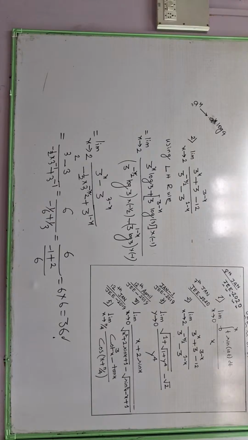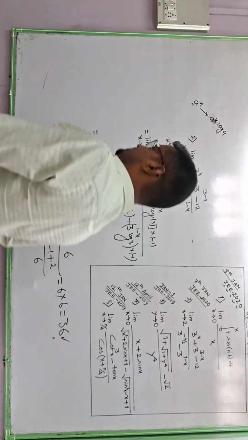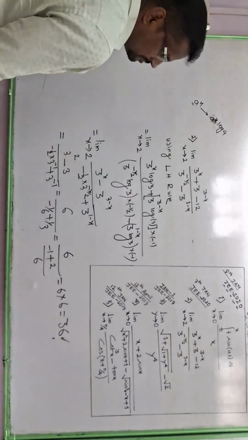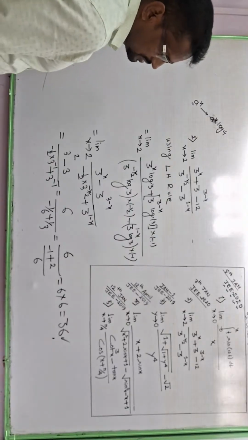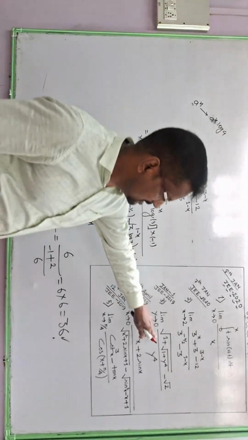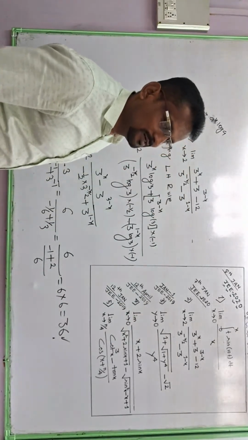Next, most important, number 3. Here, a result you have to use, that is from binomial. If you use that result, then it will be very easy for you to find out the limit.